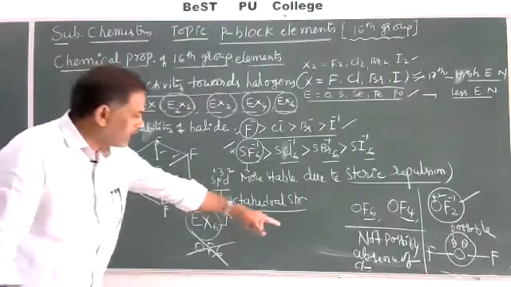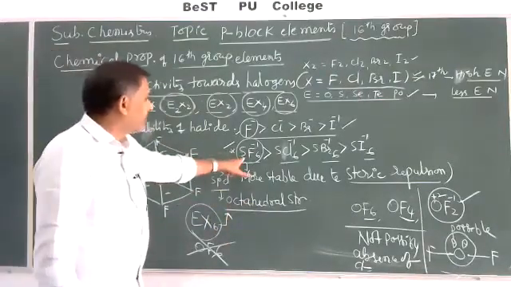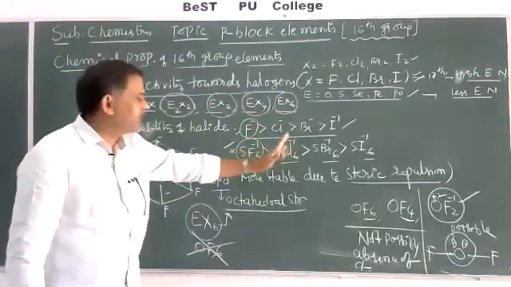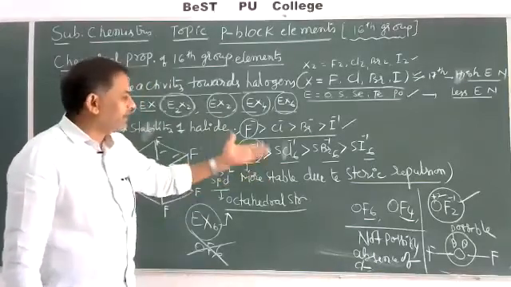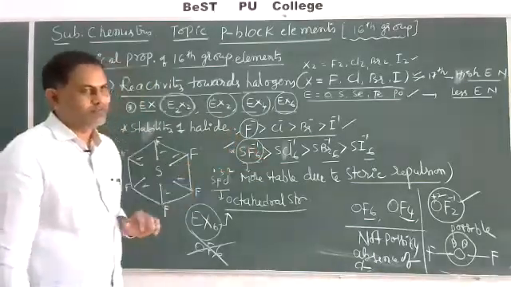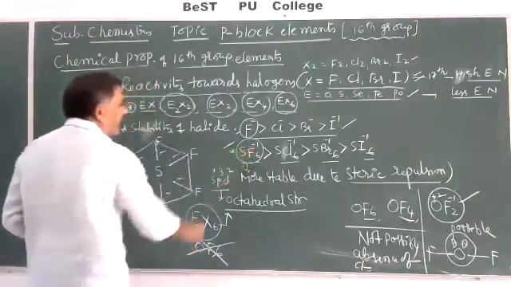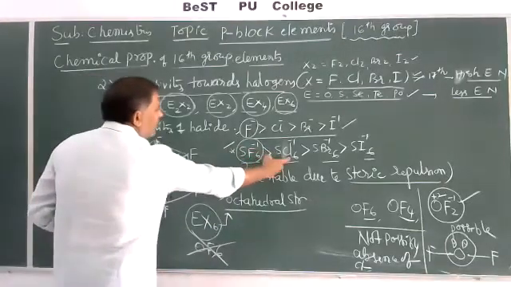The reason behind this is the absence of d orbitals. Whereas in other cases, sulfur, selenium, tellurium and polonium form different fluorides like hexafluorides, tetrafluorides, difluorides, monofluorides. This is the story about hexafluorides: sulfur hexafluoride, sulfur hexachloride.